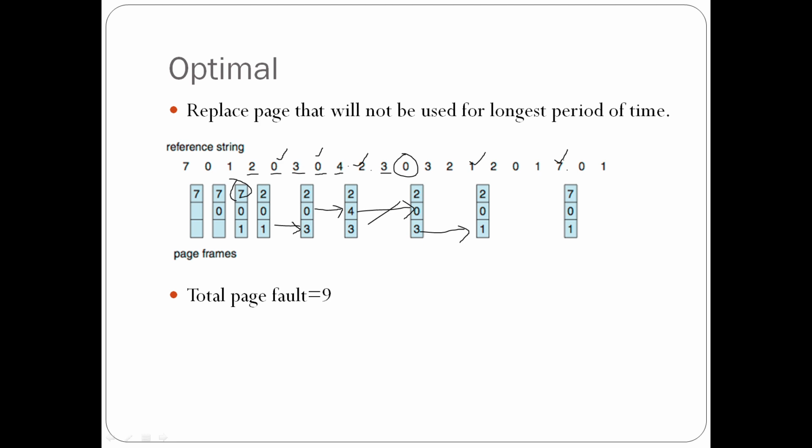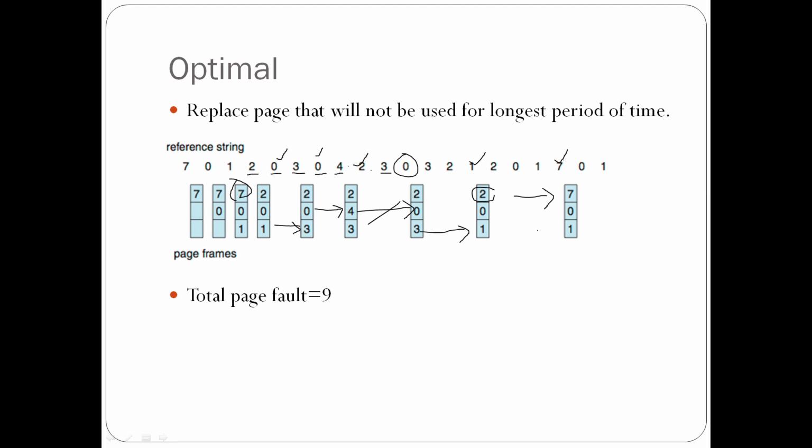Then 7. So 7 means out of 2, 0, 1, which will not be used for the longest period of time. 2 will not be used for the longest period of time, so 2 is replaced by 7. Then 0 and 1 are already available, so it is a page hit. The total number of page faults here is 9. When you count the diagram, 4, 6, 8, 9. So out of these 3 algorithms, the optimal algorithm gives the least number of page faults.